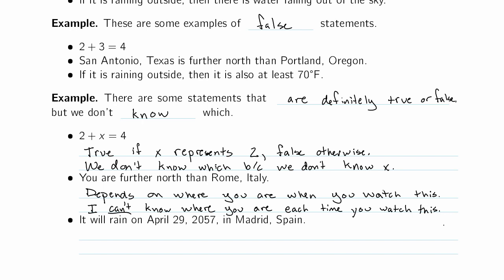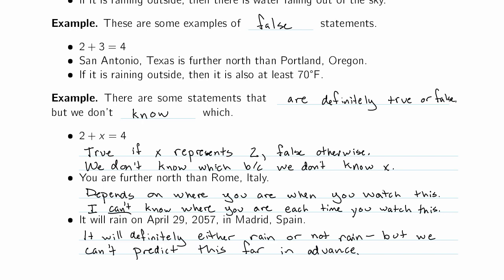Another statement that we can't know whether it's true or false is, it will rain on April 29th, 2057 in Madrid, Spain. We can't predict this far in advance, but it will definitely either rain or not rain. So these are examples of statements that are definitely either true or false. But we don't know, and in fact can't know, which one they are.